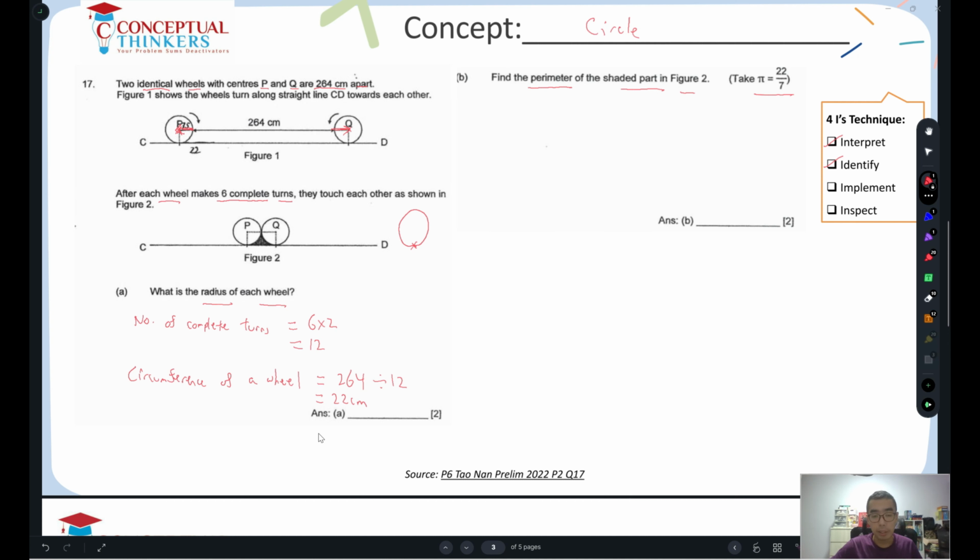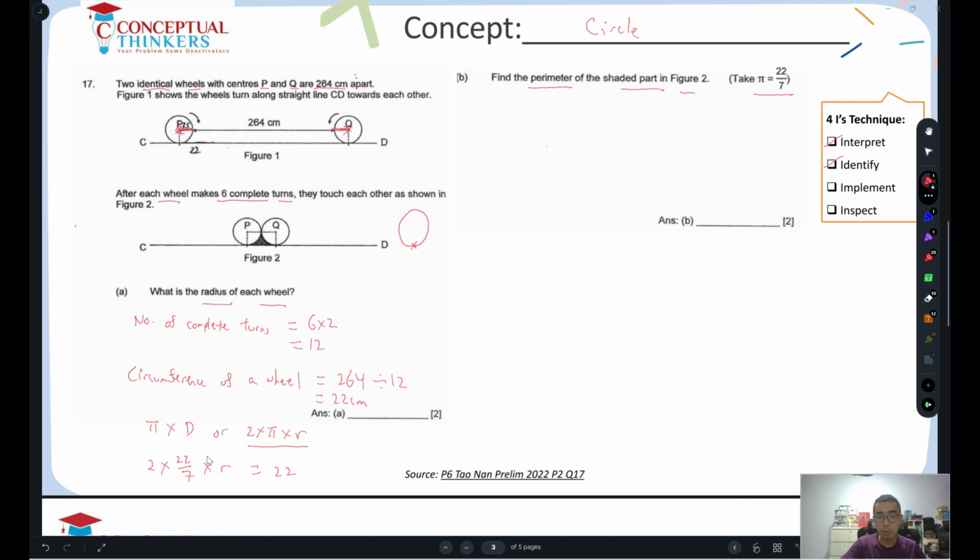Then next, let's recall our formula. Pi times diameter, or we can use 2 times pi times radius as the circumference of the circle. In this case I'm going to use this formula because I want to find the radius. So we have 2 times pi, in this case 22/7, so I put 22/7 times radius, and this must give me 22.